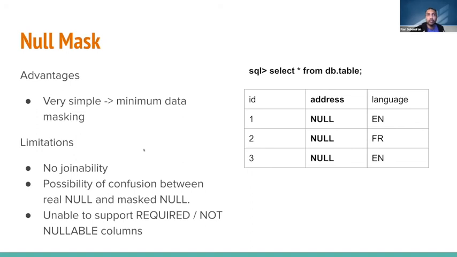The advantage of the null mask is that it's very simple and it's the bare minimum of data masking. However, there are a few limitations, such as no joinability between masked data, the possibility of confusion between real nulls and masked nulls, and an inability to support not nullable columns.